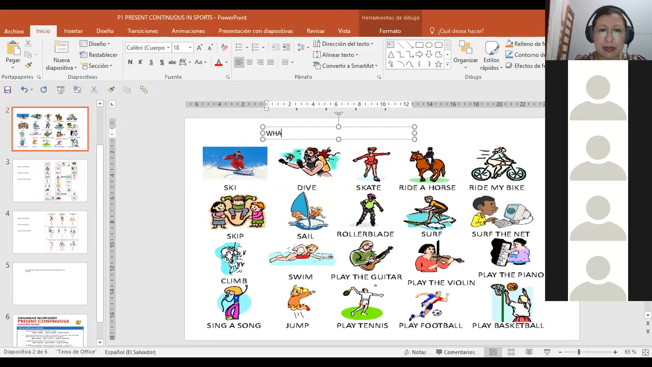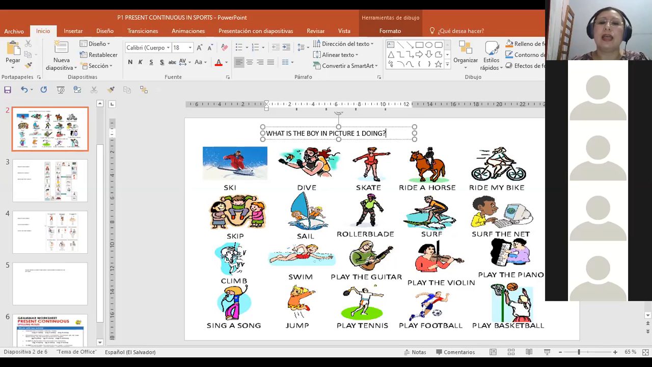Pueden hacer la siguiente pregunta. What is the boy doing? Is the boy in picture one? Para que les sirva de guía, para saber de cuál imagen estamos hablando, ¿ok? Ok, what is the boy in picture number one doing? Es como decir, ¿qué está haciendo el muchacho del dibujo número uno? Entonces ahí ustedes le van cambiando el número, ¿verdad?